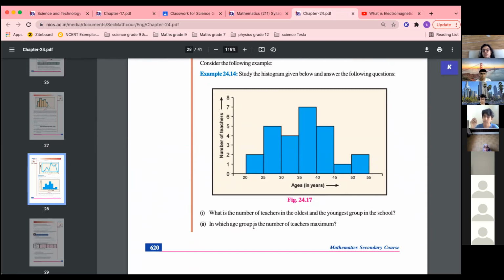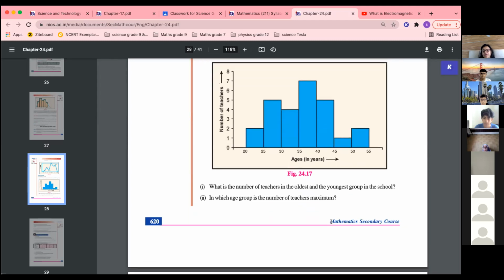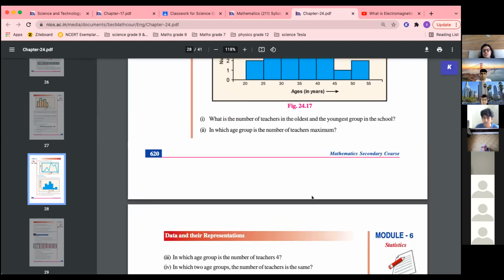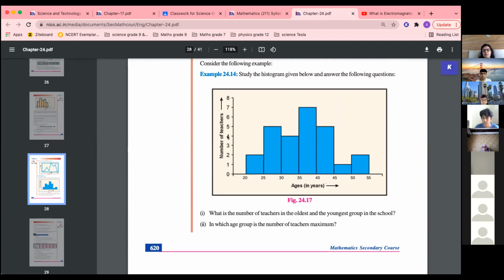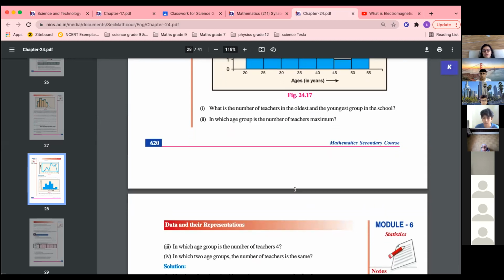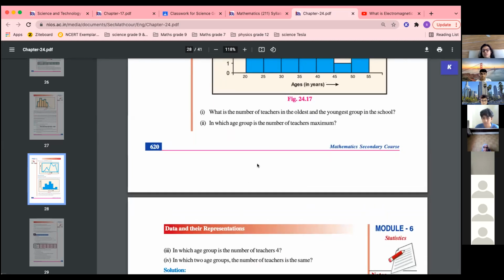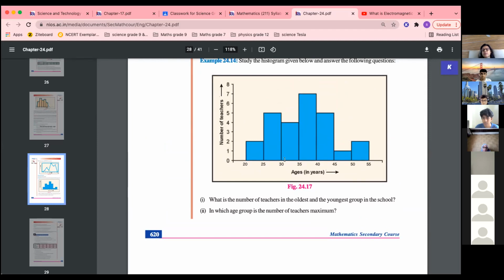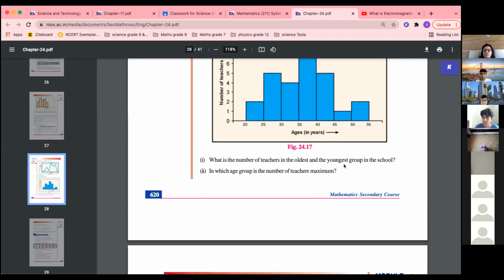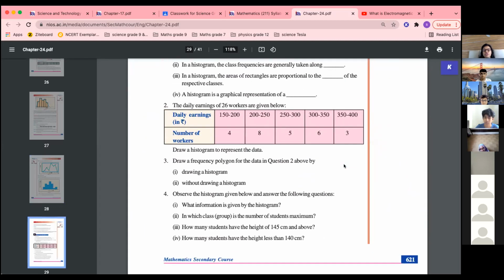In which age group is the number of teachers maximum? Tell me, in which age group is the number of teachers maximum? 35 to 40. Correct, 35 to 40. In which age group is the number of teachers 4? 30 to 35. In which two age groups is the number of teachers the same? 20 to 25 and 50 to 55. And this one also, 5 and 5, right? 25 to 30 and 40 to 45. The number of teachers is the same. So this way we can do the question.